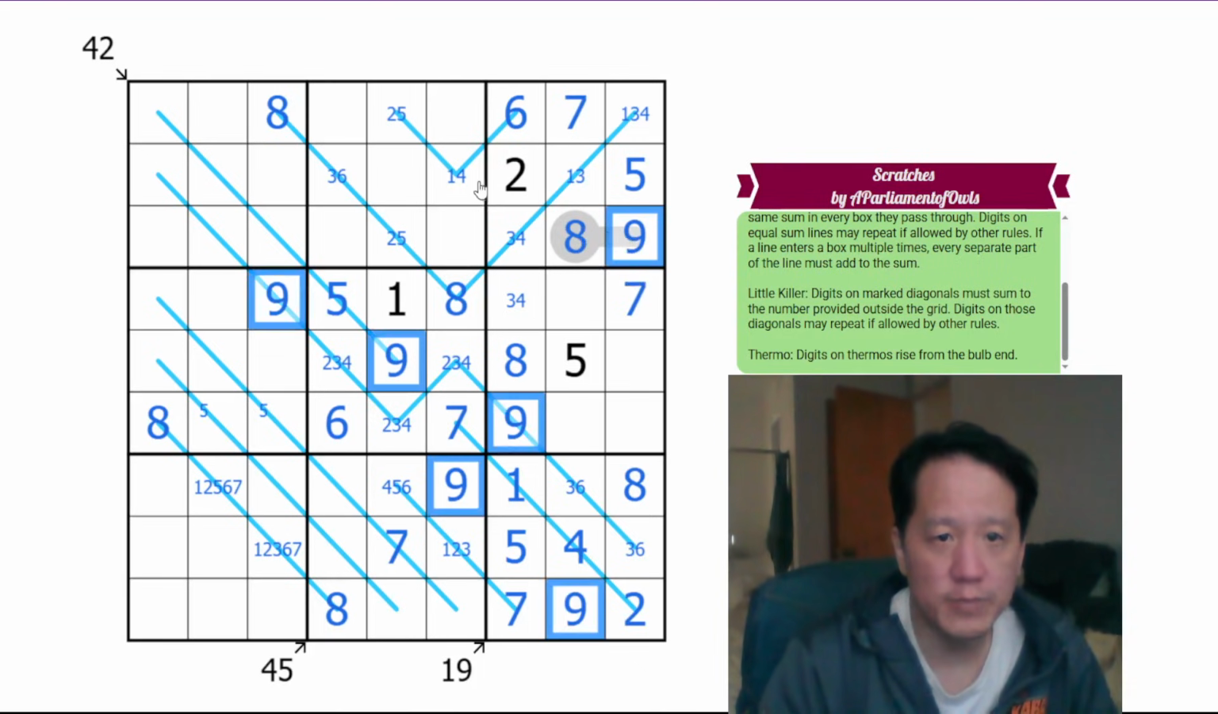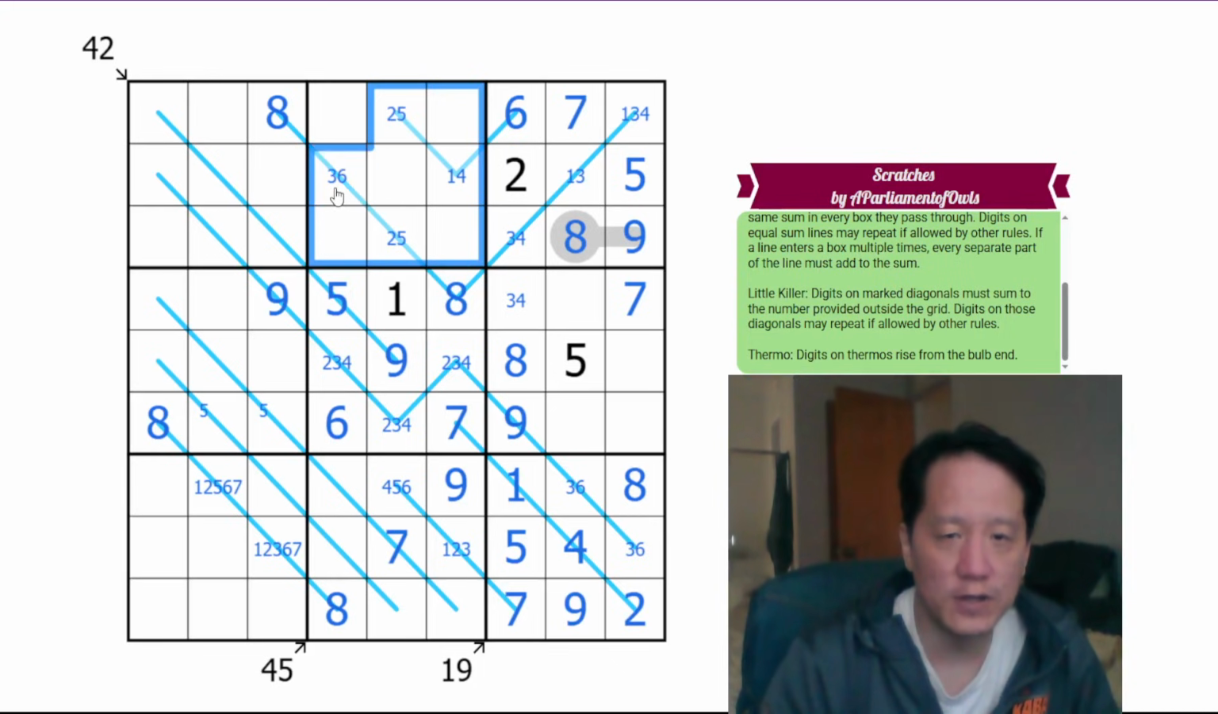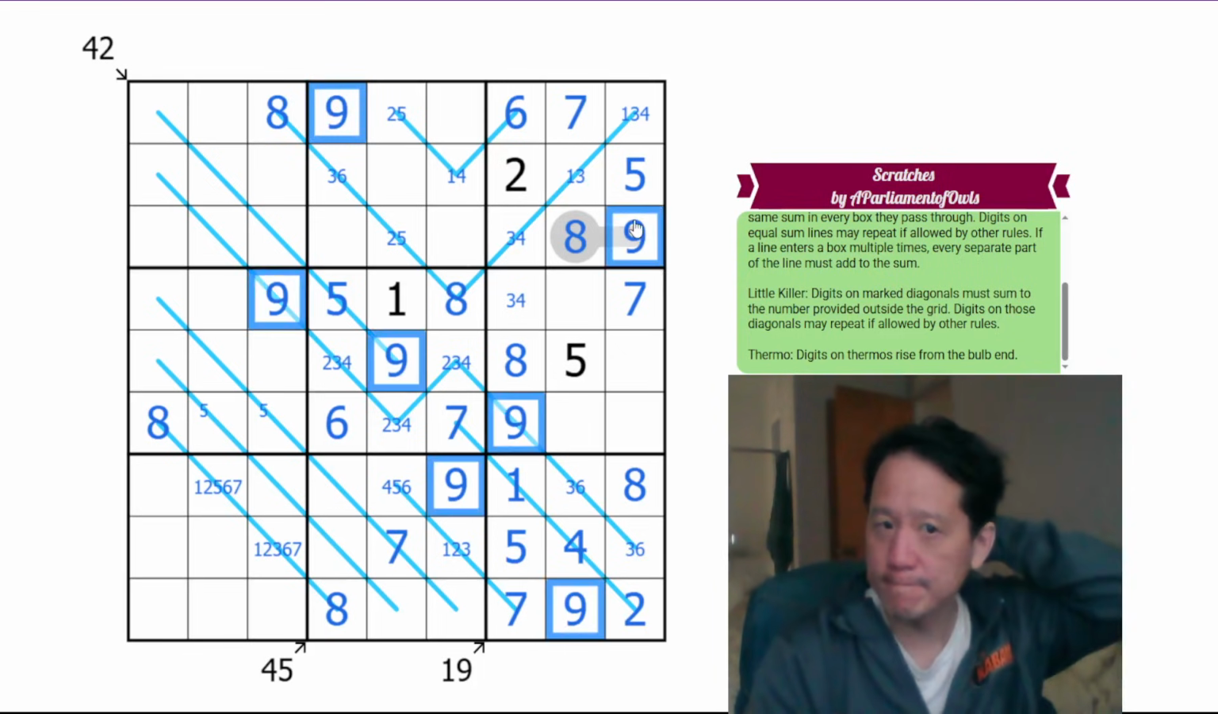Where can 9 be in this upper central box? Can't be here or here because of 9's in the columns. Can't be here because of 9 in the row. And can't be here because of the region sum line. So it must be here. So this is 9.